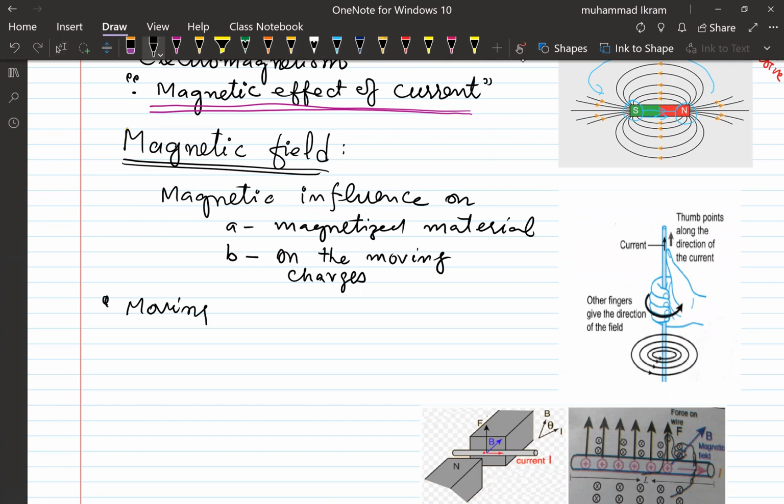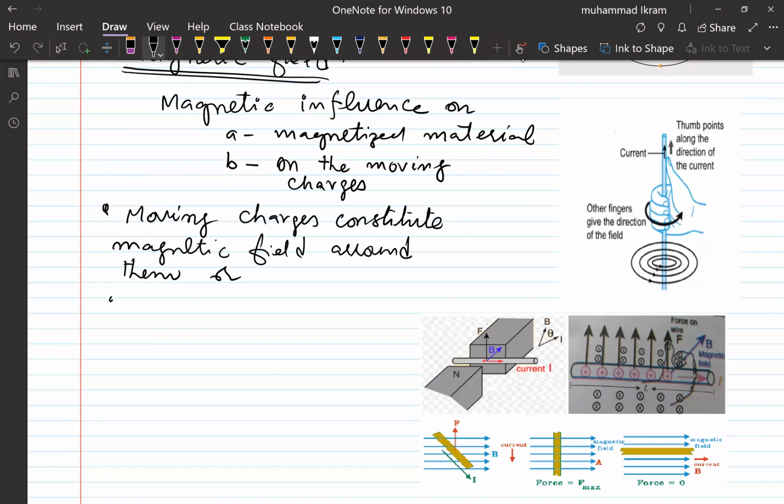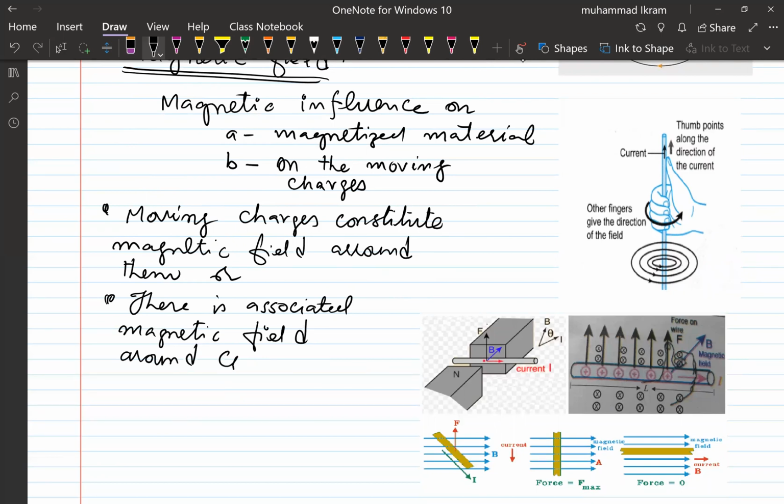Moving charges constitute magnetic field around them, or there is an associated magnetic field around a current carrying conductor.